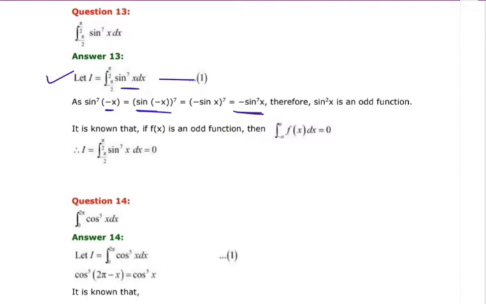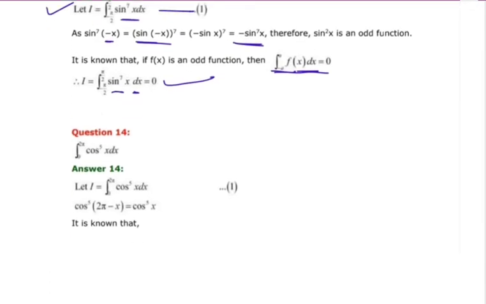So what we are getting here is an odd function. It is known that if f of x is an odd function, the integration from minus a to plus a of f of x dx is 0. So I equals integration minus pi by 2 to plus pi by 2 of sin to the power of 7 x dx, which equals, the value directly we can write as 0, by using property number 8. Now question number 14.